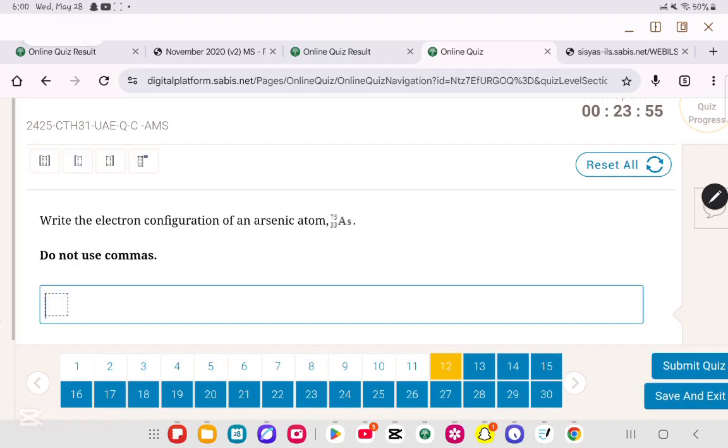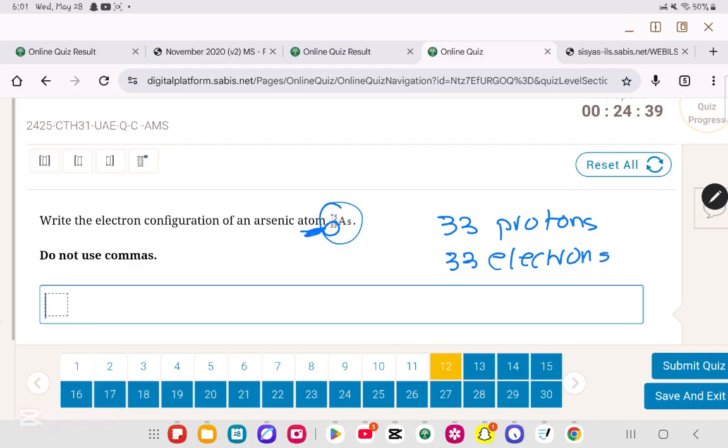So now we move on to question number 12. What does it say? Write the electron configuration of an arsenic atom. Now, what is the proton number or the atomic number of arsenic? It is 33 protons. Because we're dealing with an atom, by the way, that is going to be the same number as electrons. So 33 electrons.